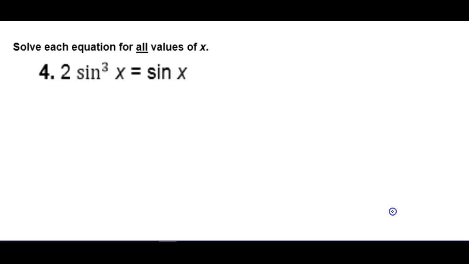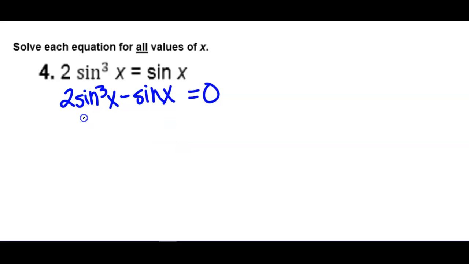All right, again, we do not want to divide by a sine of x here because we will lose solutions. So we're going to subtract the sine of x over to this side and make it equal to 0. Then we're going to factor out a sine of x. That'll leave 2 sine squared of x minus 1.